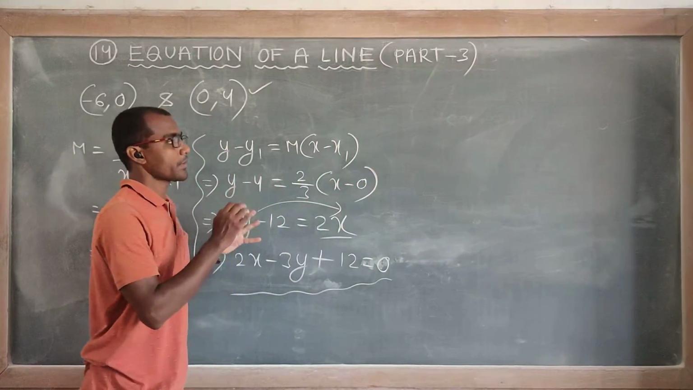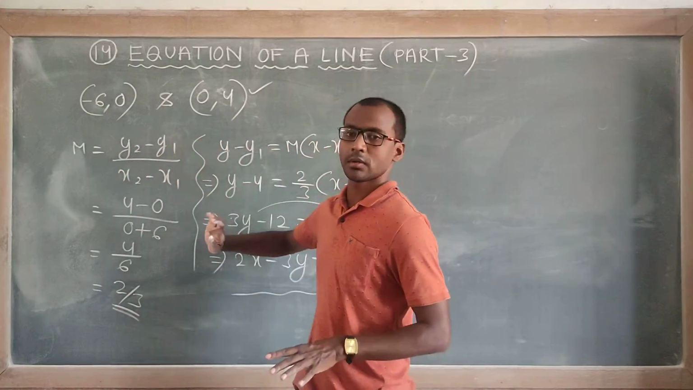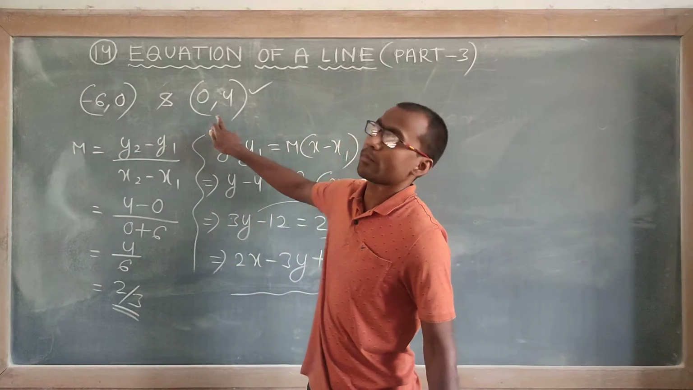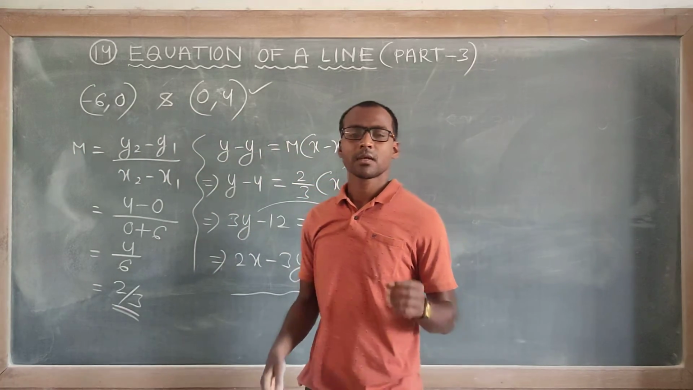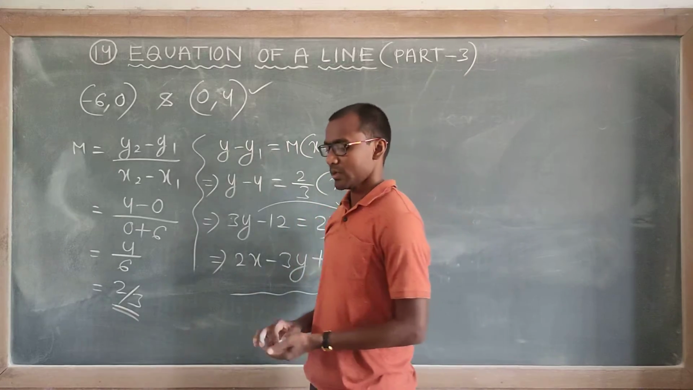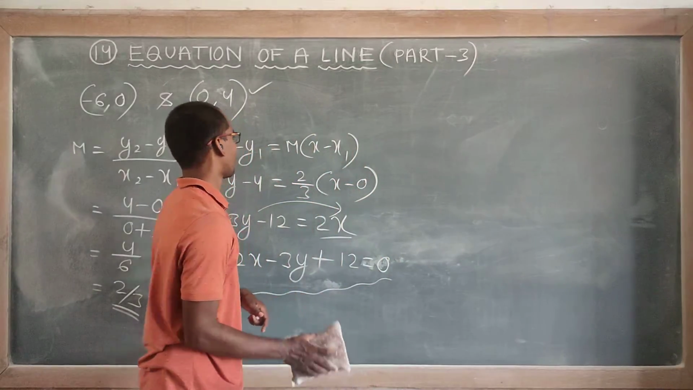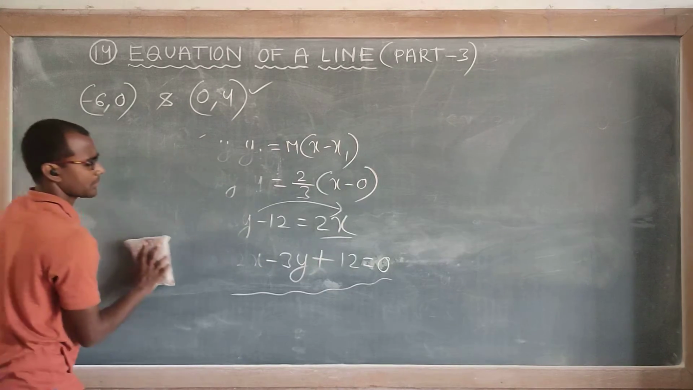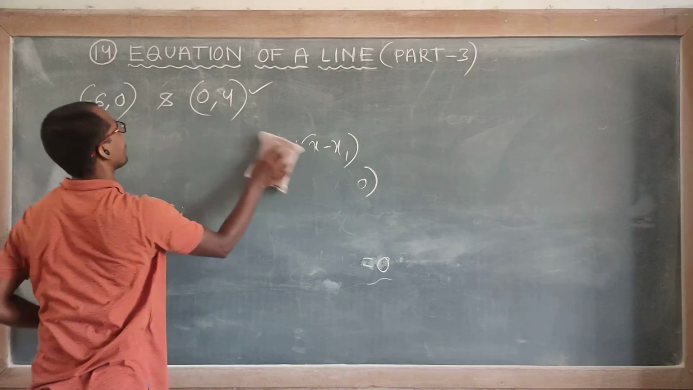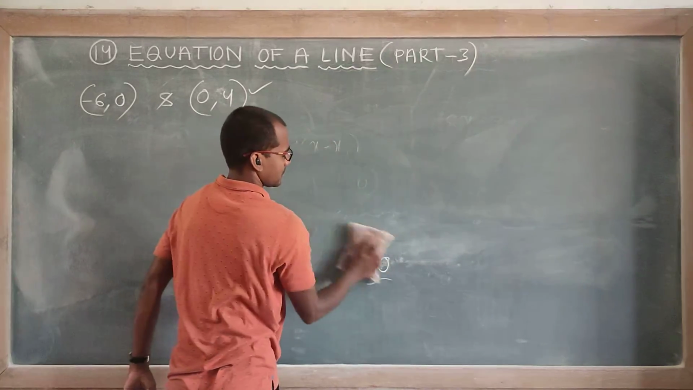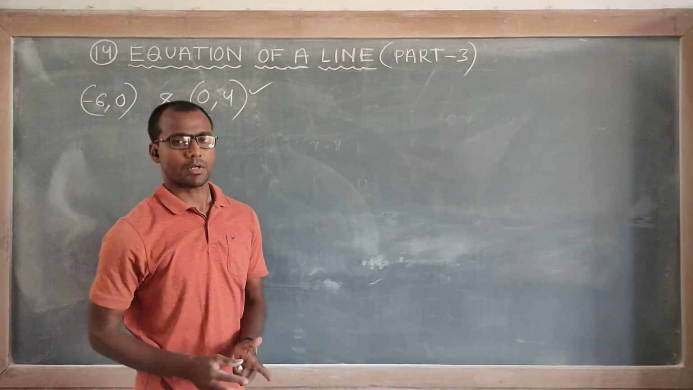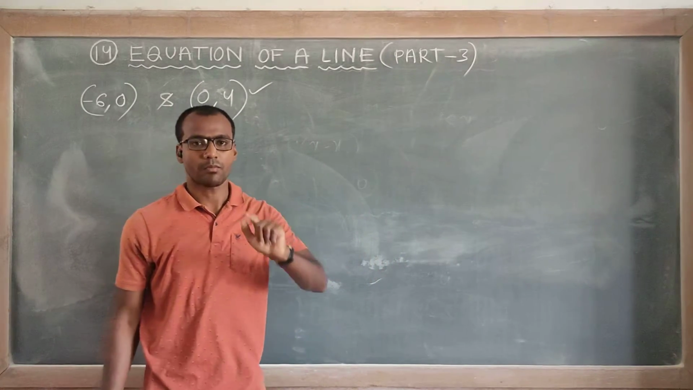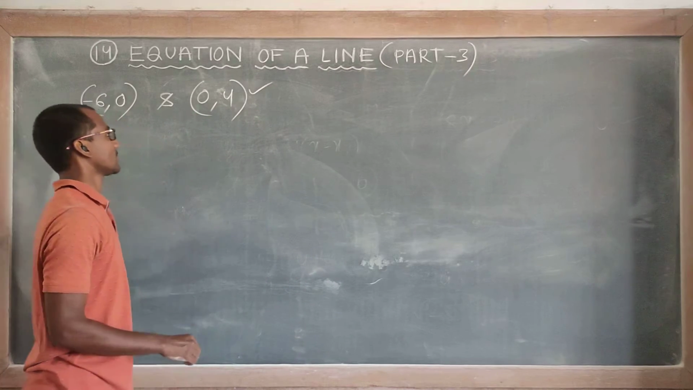Now this particular example could have been solved in another way without the help of slope. I told you that this is a special point on the x-axis, and this is a special point because it is on the y-axis. This is just a trick. You may remember, you may not. But the two forms you have to remember are slope intercept form and slope point form. These two formulas are very important.